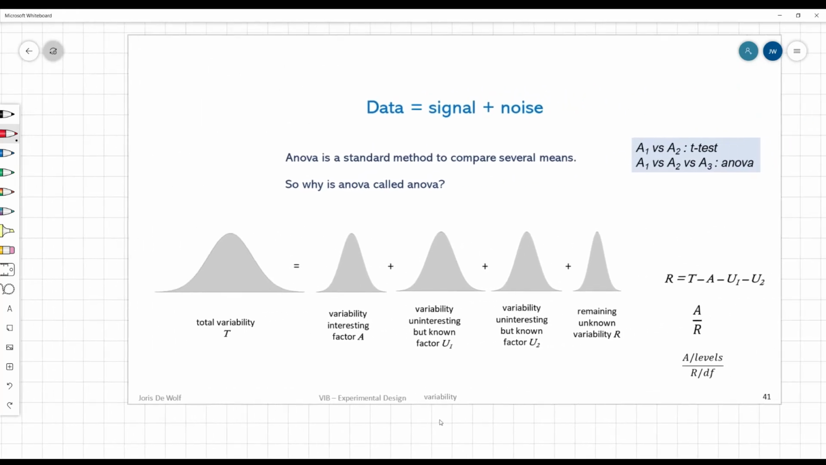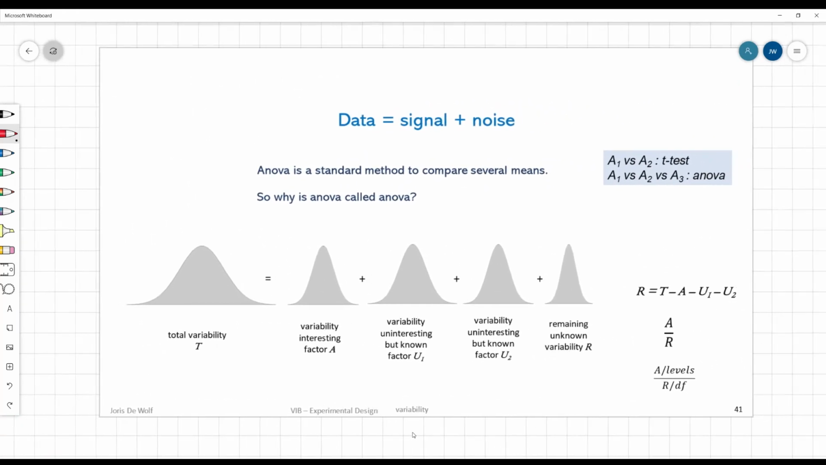To explain that further, I brought up also this slide. The data comprises the total variability that you can see in your data, and that will be split up in several parts. One part is the part coming from the factor or the factors, there may be more of them, for which you did the experiment. So you hope that your factors are causing some variability.